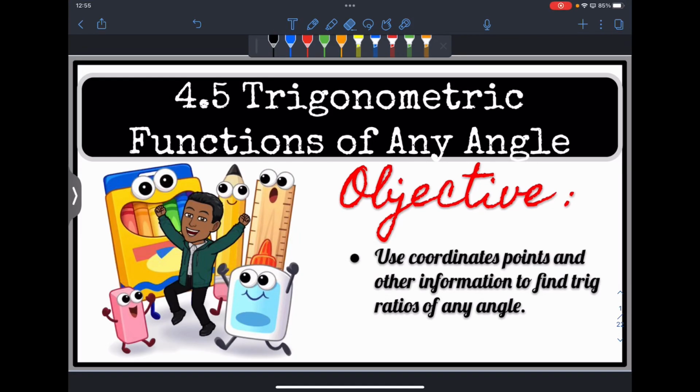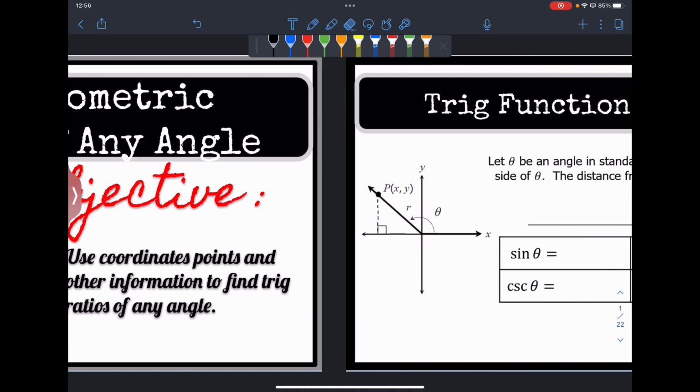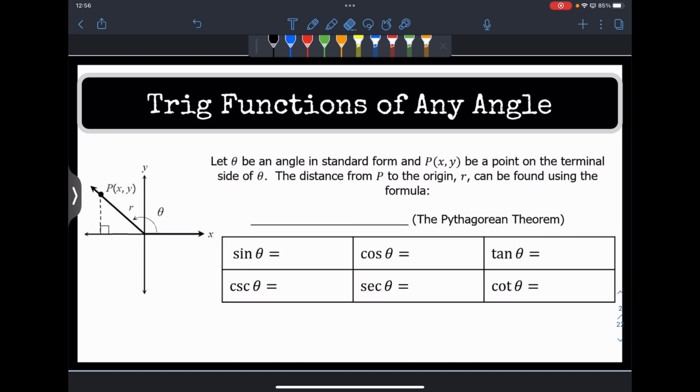Hello class. In lesson 4.5, trigonometric functions of any angle, you're going to learn how to use the coordinate points and other trig information to find trig ratios or trig functions of any value, of any angle. So let's look first at the definition again of the trig functions of any angle.